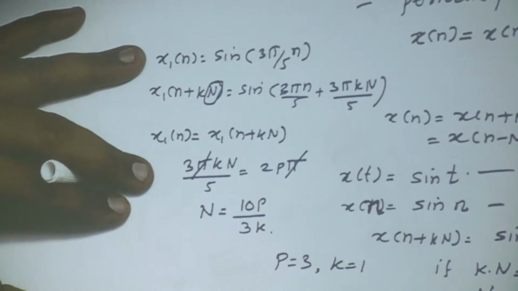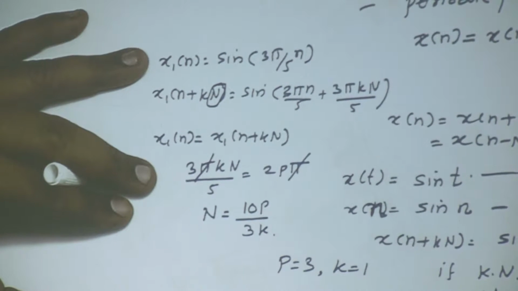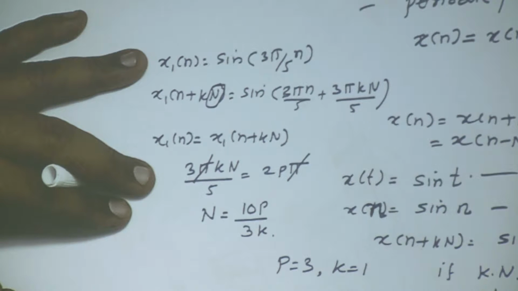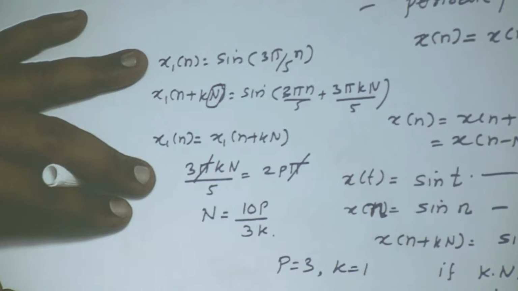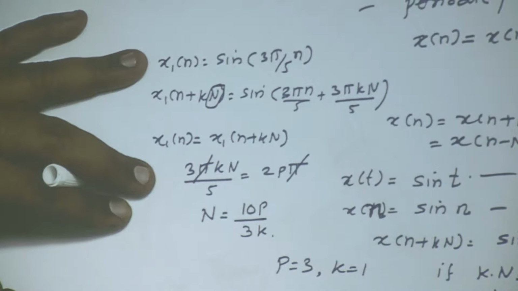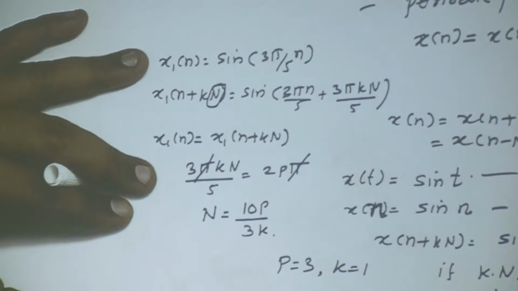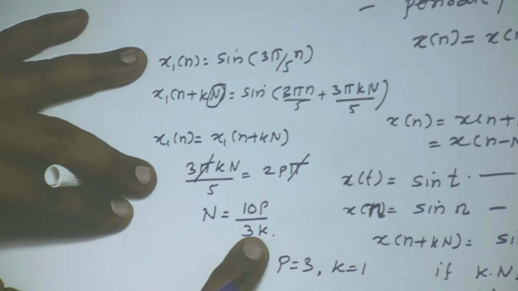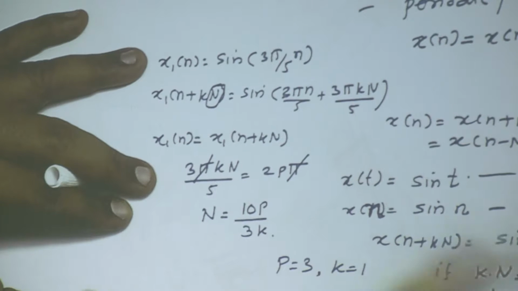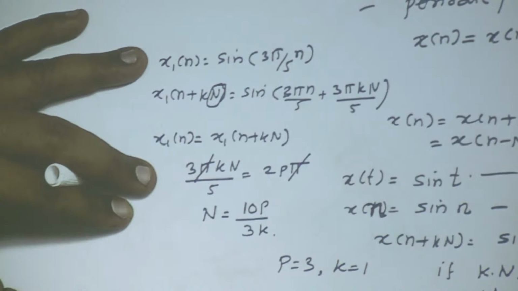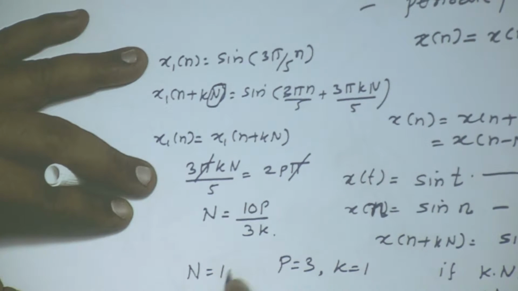It can't be 1. So k is equal to 10 and p is equal to 3 are not the correct values, because for capital N equal to 1, the signal will not be periodic. So the smallest value is when k is equal to 1 and p is something. That is the smallest value of n. So this signal is periodic with period n equal to 10, not before that.